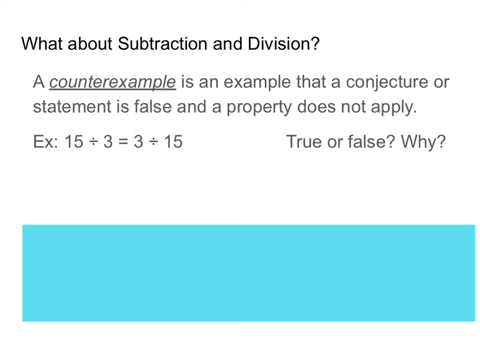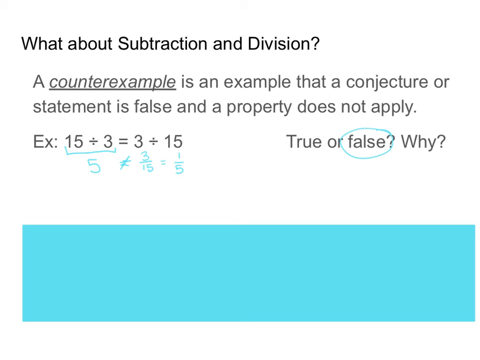So you might be asking yourself, does it work with subtraction or division? Well, let's look at a counter example. And that means that it's an example that shows a conjecture or a statement is false, and a property would not apply. So looking at this one, what is 15 divided by 3? Well, that's 5. But 3 divided by 15, well, that is 3/15, which equals 1/5. And those do not equal, so this is false.